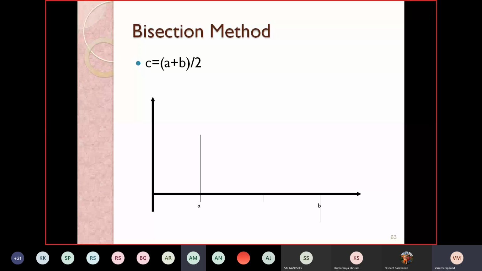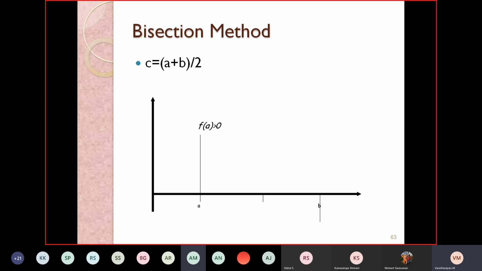If my initial assumption is 0 and 10, what is our midpoint? 5, sir. Yes. If your initial guess is 5 and 7.5, what is your midpoint? 6, sir. 5 and 7, 6. Okay, 5 and 7. Okay.